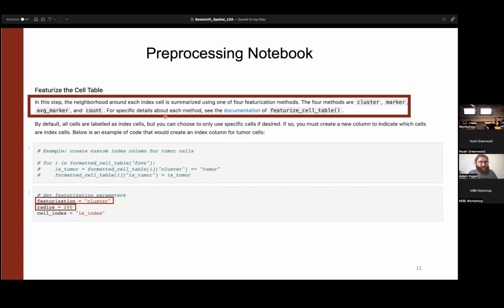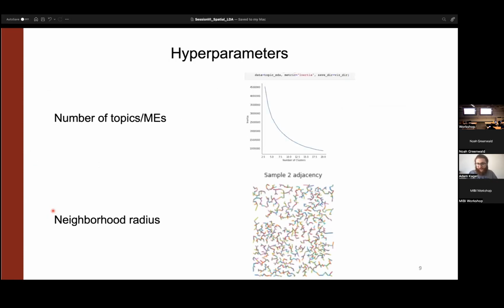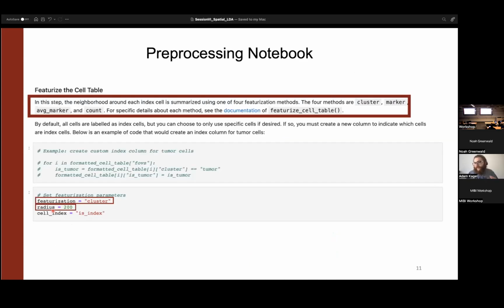So getting back on track, the featurized cell table, you'll notice this here. You're pretty much going to always want to choose cluster as your featurization. Markers and average marker and counts are also supported, but at this point, you're definitely going to have cell clusters, and using markers and thresholding based on whether or not they're positive enough is essentially a manually curated way of clustering your data. So if you have clusters, we recommend that you use those anyways. You set the featurization there and the neighborhood radius there, and you'll get that adjacency plot from earlier so you can see whether or not that looks reasonable to you in terms of neighborhoods. But again, this is going to be physically dependent on your tissue type.